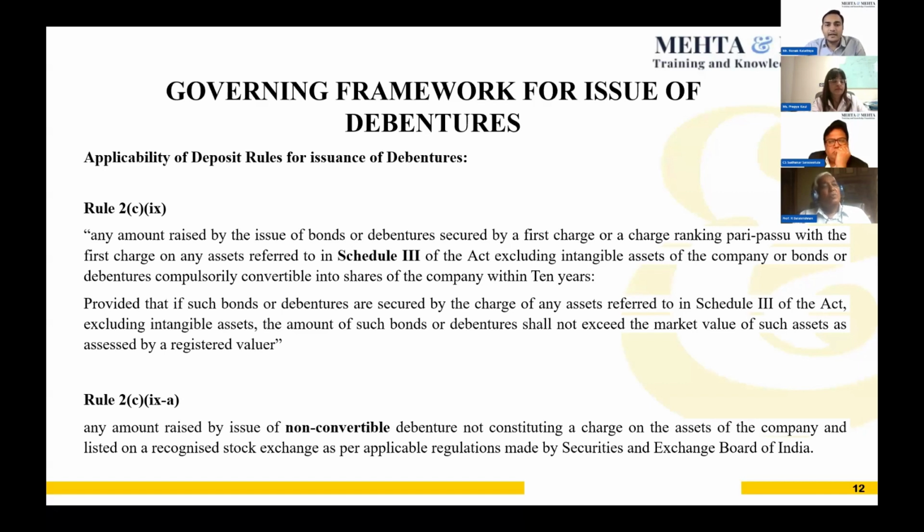And provided that if such bonds or debentures are secured by the charge of any assets referred to in Schedule 3, excluding intangible assets, the amount of such bonds or debentures shall not exceed the market value of such assets wherein the charge is created, as assessed by the registered valuer. So if the issue of debentures is within the purview of this provision, the deposit rules shall not be applicable. Similarly, in the second case, where the amount is raised by issue of non-convertible debentures not constituting a charge on the assets of the company and listed on a recognized stock exchange as per guidelines of SEBI. So deposit rules shall not be applicable in these two cases.